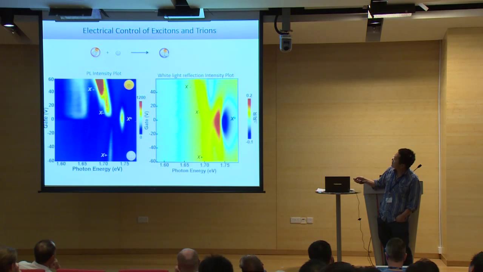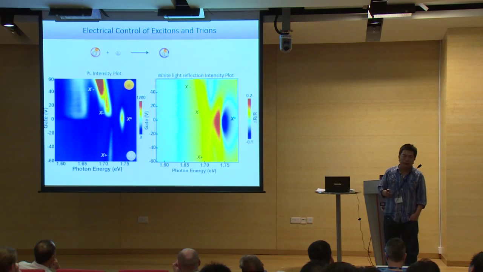We can clearly tell all the states actually there in the absorption spectra. So now we can comfortably say we really have all these excitonic states, meaning trions and neutral excitons.